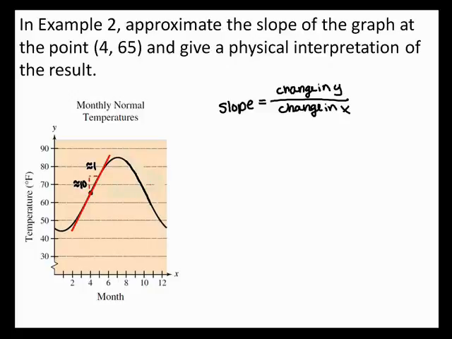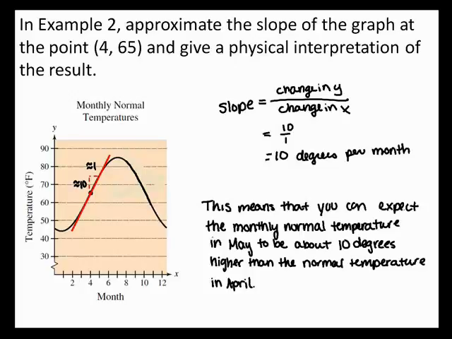Substitute 10 in for change in y and 1 in for change in x. Simplify 10 divided by 1. You find that the slope is 10, which is 10 degrees per month. This means that you can expect the normal monthly temperature in May to be about 10 degrees higher than the normal temperature in April.